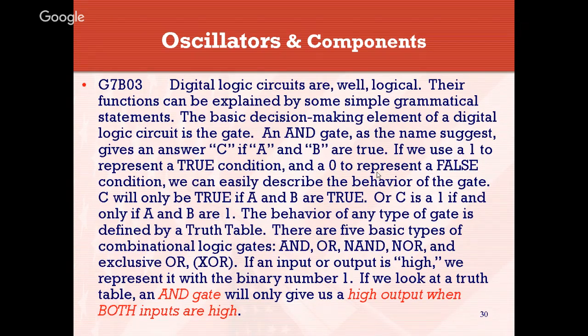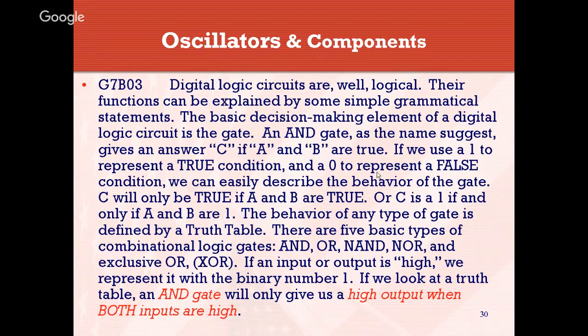If we use 1 to represent a true condition and 0 to represent a false condition, we easily describe the behavior of the gate. C will only be true if A and B are true together, or C is a 1 if and only if A and B are 1. So the behavior of any type of gate is defined by that truth table on page 128.